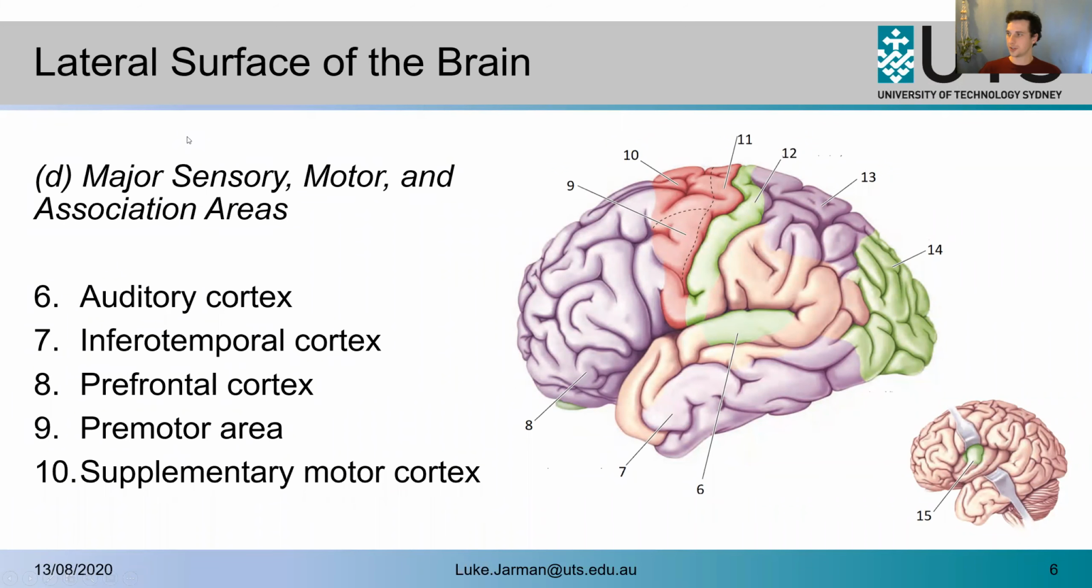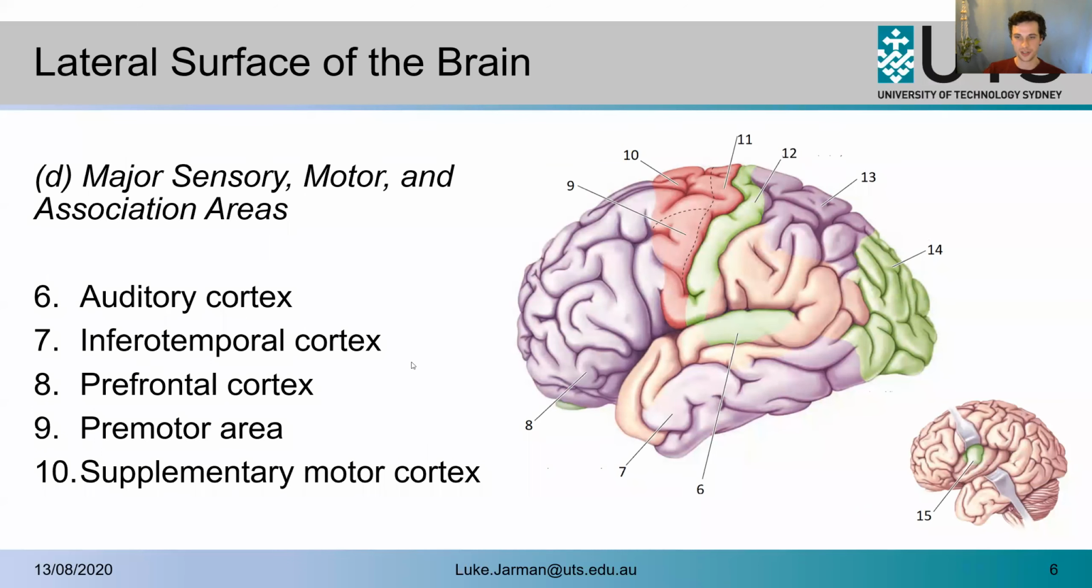Then we have your major sensory, motor, and association areas. So these are talking about the differences between your general cerebral cortex and then breaking it down into really specific cortexes or cortices. So number 6, you can see your auditory cortex is located in your temporal lobe. Think of a lobe as a really broad, general region, and a cortex is an area that serves a specific function. So your auditory cortex, obviously involved in hearing.